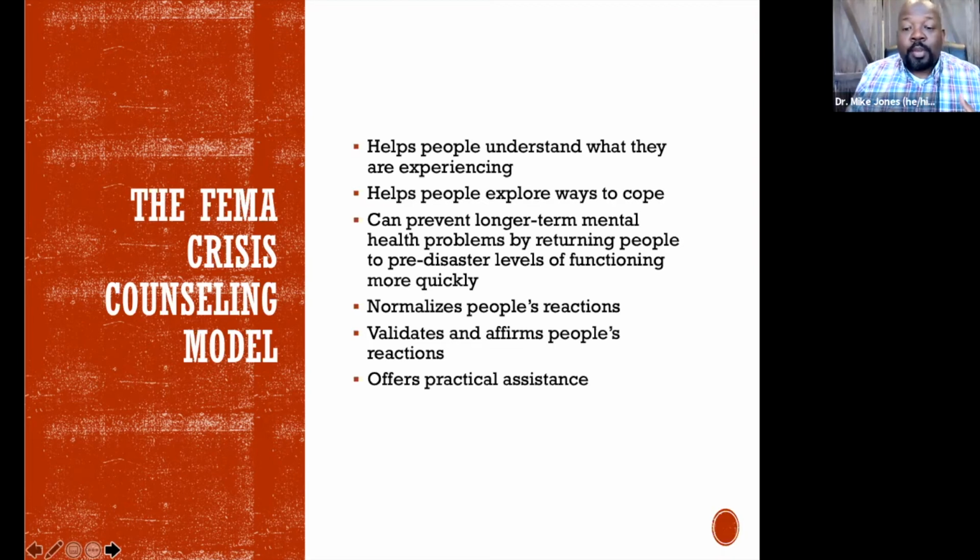Another thing is being able to validate and affirm people's reactions. One thing I've learned from counseling over all these many years is that the main part of helping people get through whatever they're feeling is for them to walk away with a sense of validation that it's okay to have those feelings, and that someone else recognizes that the feelings they're going through are significant and important.